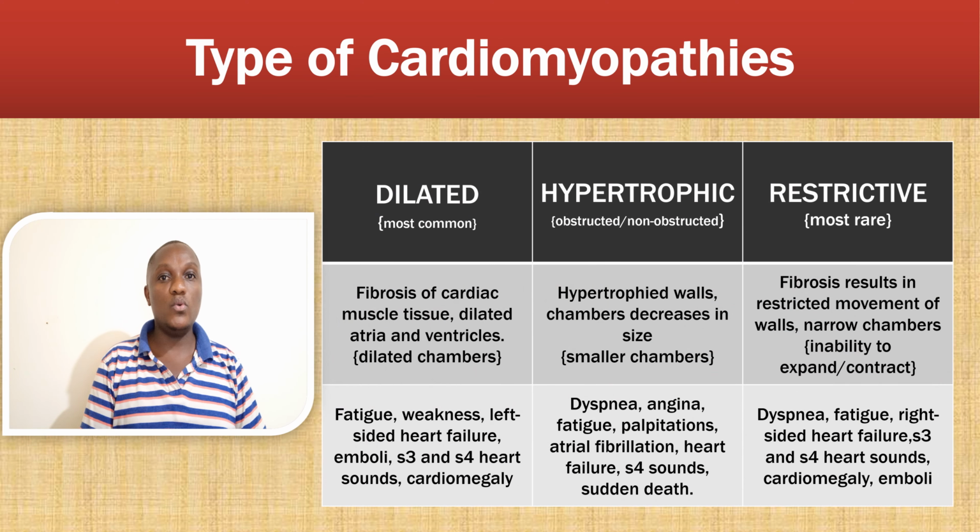Now let us look at the three main types of cardiomyopathies. We have dilated cardiomyopathy, which is most common, hypertrophic cardiomyopathy, which can be obstructed and non-obstructed, and restrictive cardiomyopathy, which is most rare. In dilated cardiomyopathy, we have fibrosis of cardiac muscle tissue.